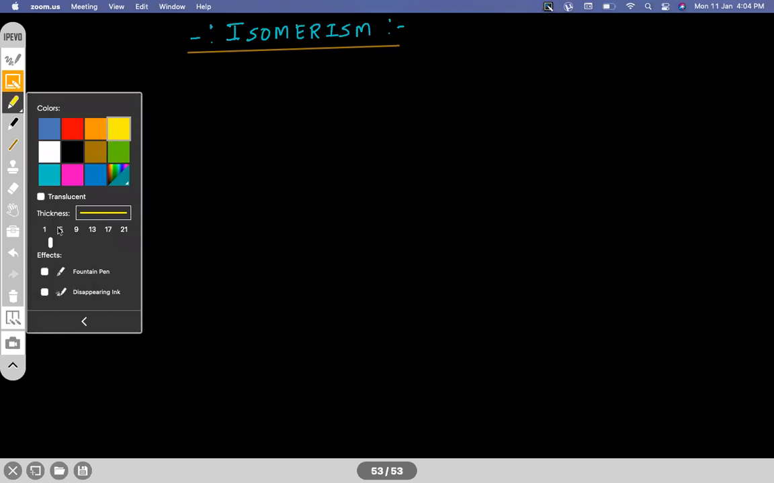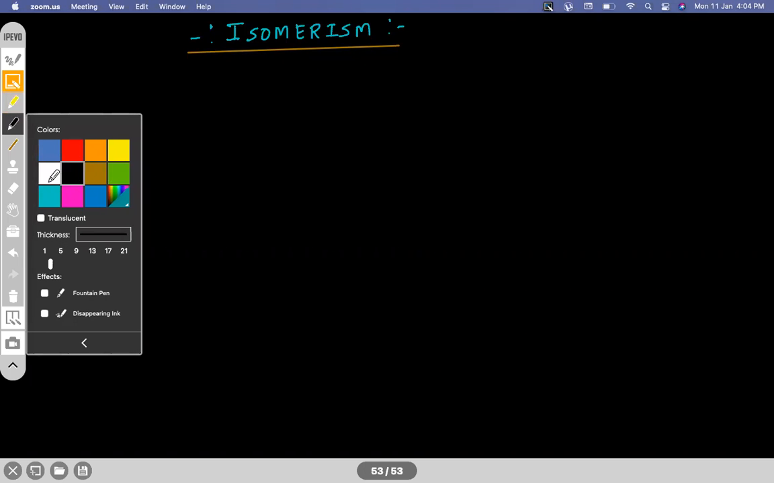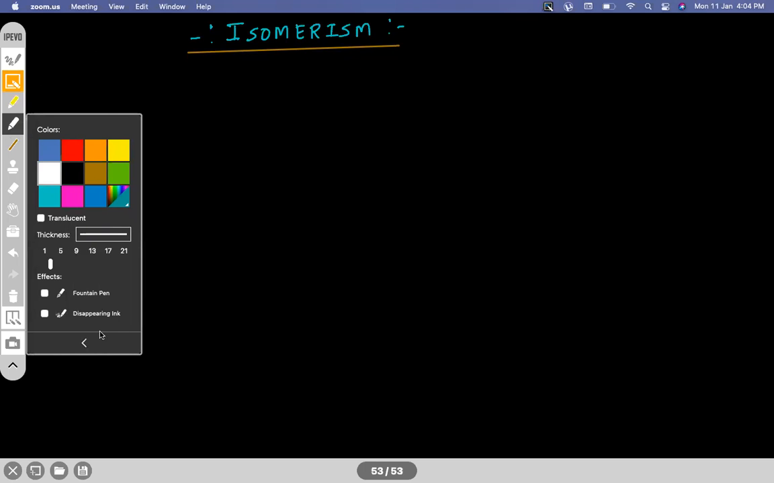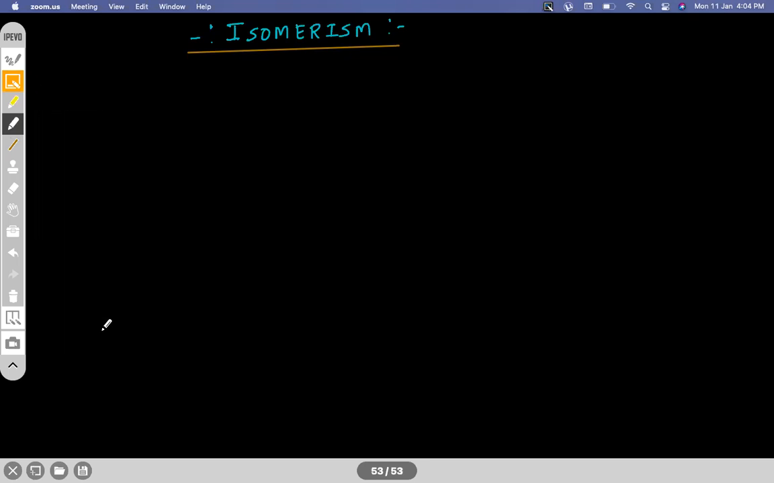So what is isomerism? See, first of all, isomerism is a phenomenon basically. It is a phenomenon in which a given molecule exists in different forms, in which they have different structural formula and they have different physical and chemical properties.